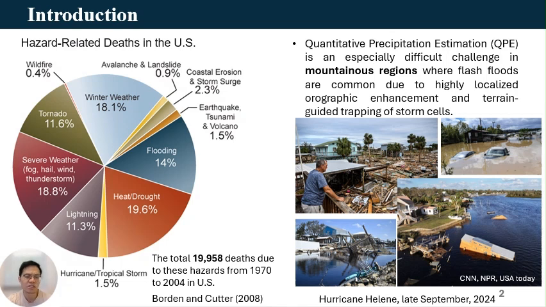And the situation is even worse for mountainous terrain, because in the mountains we don't have enough estimation methods, we don't have enough measurement systems. So therefore, in the mountains, estimating precipitation has always been a challenge.